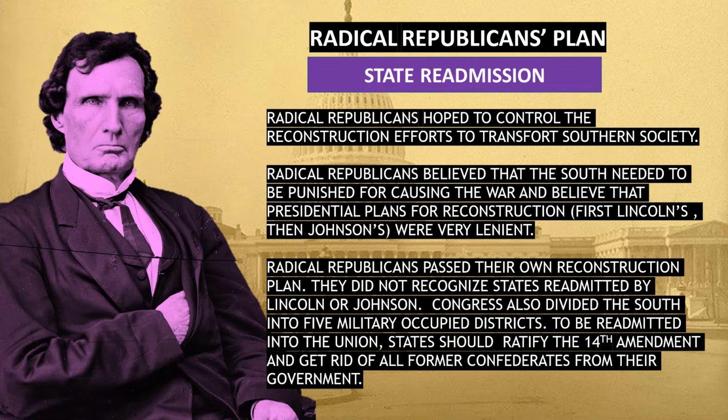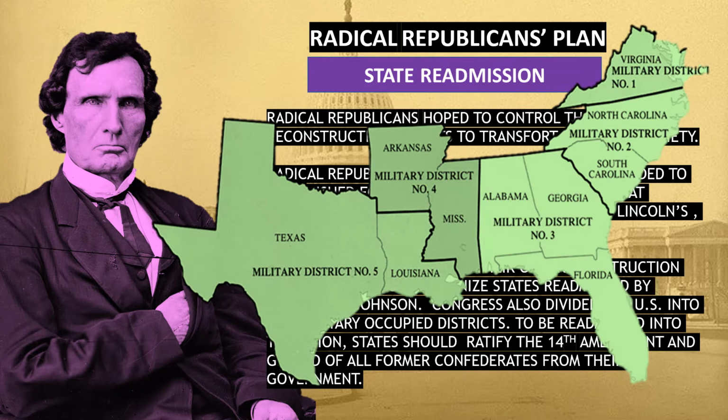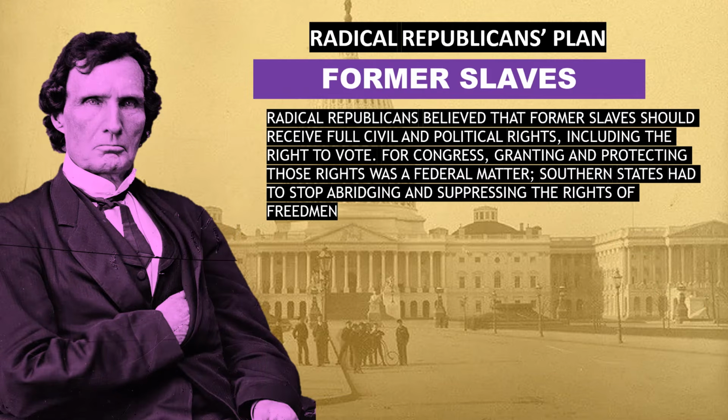Radical Republicans passed their own Reconstruction plan. They did not recognize states readmitted by Lincoln or Johnson. Congress also divided the U.S. into 5 military-occupied districts. To be readmitted into the Union, states should ratify the 14th Amendment and get rid of all former Confederates from their governments. Under the Congressional Plan, the South was militarized and divided into 5 districts. Radical Republicans' plan.